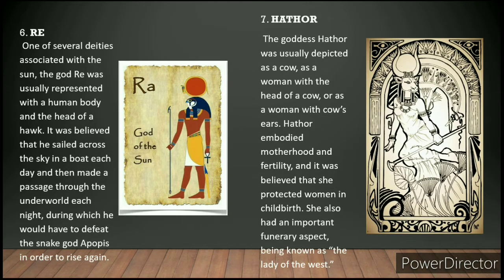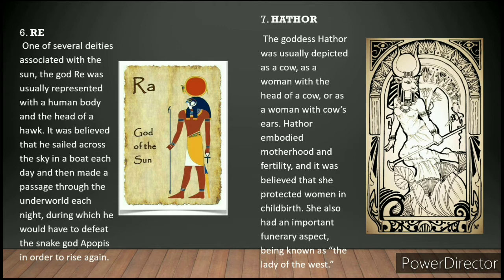Sixth is Ra, one of several deities associated with the sun. The god Ra was usually represented with a human body and the head of a hawk. It was believed that he sailed across the sky in a boat each day and then made a passage through the underworld each night, during which he would have to defeat the snake god Apophis in order to rise again. He was also known as god of sun, order, kings, and sky, and he has shared characteristics with the god Horus.